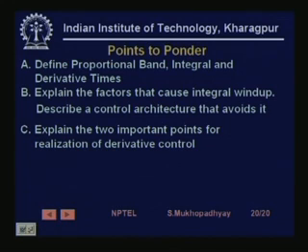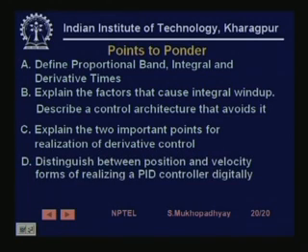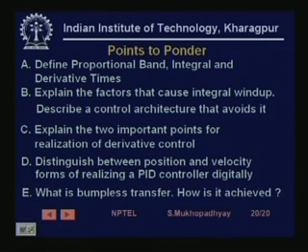Then we have seen that while implementing derivative control, you have to take care of two points such that you do not add unnecessary disturbances and shocks to the plant. So what are they? And finally, we have seen that a PID controller may be realized in what is known as a position form and a velocity form. So you need to think how to distinguish between them, and when which one is required. And also what is bumpless transfer and how it is achieved. The answers to these questions exist in many textbooks and also within this lecture. Thank you very much today.